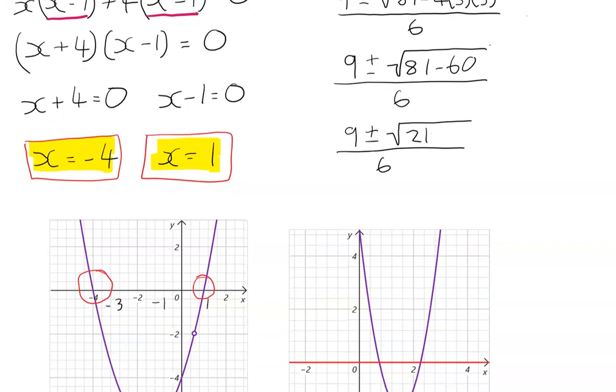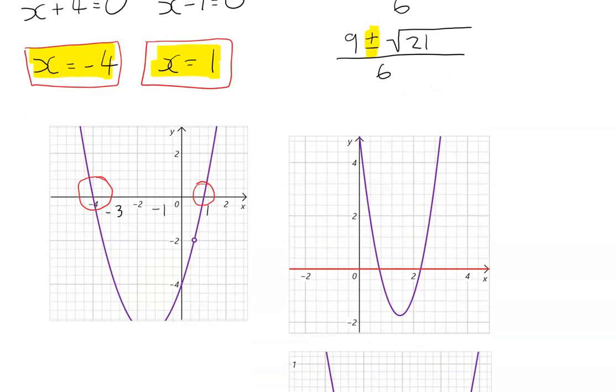So we have our plus and minus here, and this is a bit where a lot of people get confused. Okay, you then separate your answer out. So I can have my 9, and I'll take my plus square root of 21 all over 6, and I'll do my minus over here, where I have 9 minus the square root of 21 all over 6.